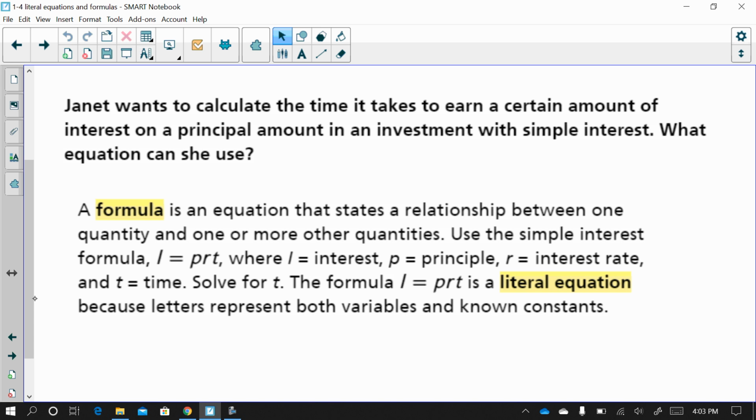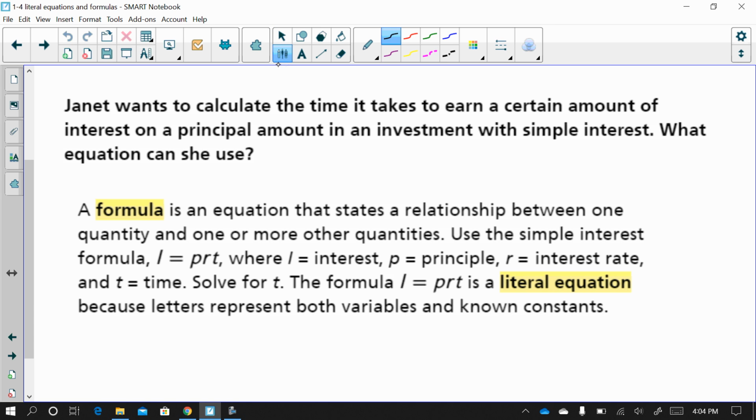Okay, so some definitions. A formula is an equation that states a relationship between one quantity and one or more other quantities. Okay, a formula is like an equation, but you don't have numbers. Okay, you've got variables in there. We're going to use the simple interest formula, I equals PRT. Okay, I stands for interest, P stands for principal, R stands for interest rate, T stands for time.